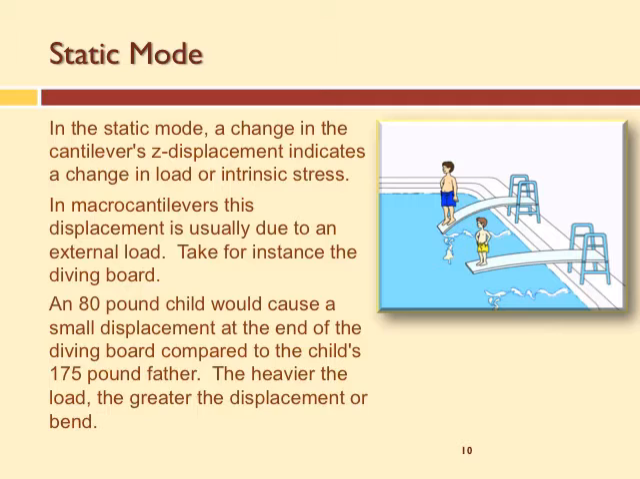Force equals mg, where m is the mass and g is the gravitational acceleration. So this kid has more mass, so if you multiply it by g, he has more force, or more weight, than this little kid. So this cantilever will bend more, even if it's the same as this other cantilever. That would be an example of a static mode, okay?